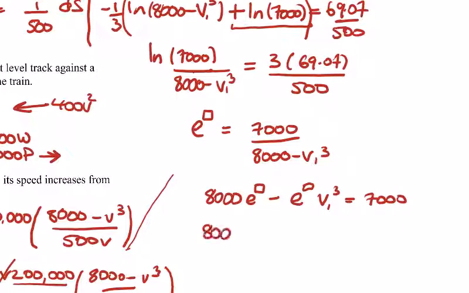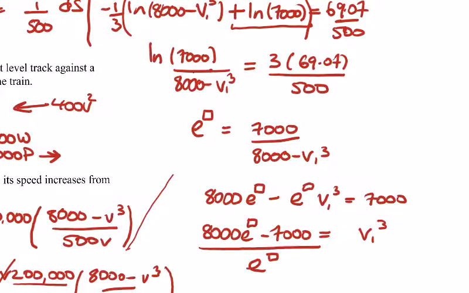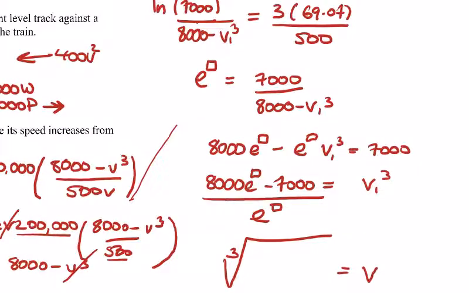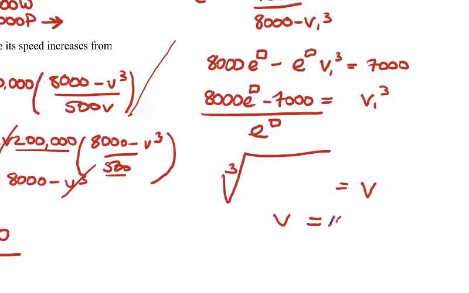So 8,000 e to the power of the right-hand side minus 7,000 equals V1 cubed times e to the power of the right-hand side, so just divide by e to the power of the right-hand side, and we're going to take the cube root of this. The cube root of this will be equal to V1. So writing it in, taking your time, let's see what we get. It's giving me 14.99999 on a calculator, so we'll say that V1 is equal to 15 meters per second.